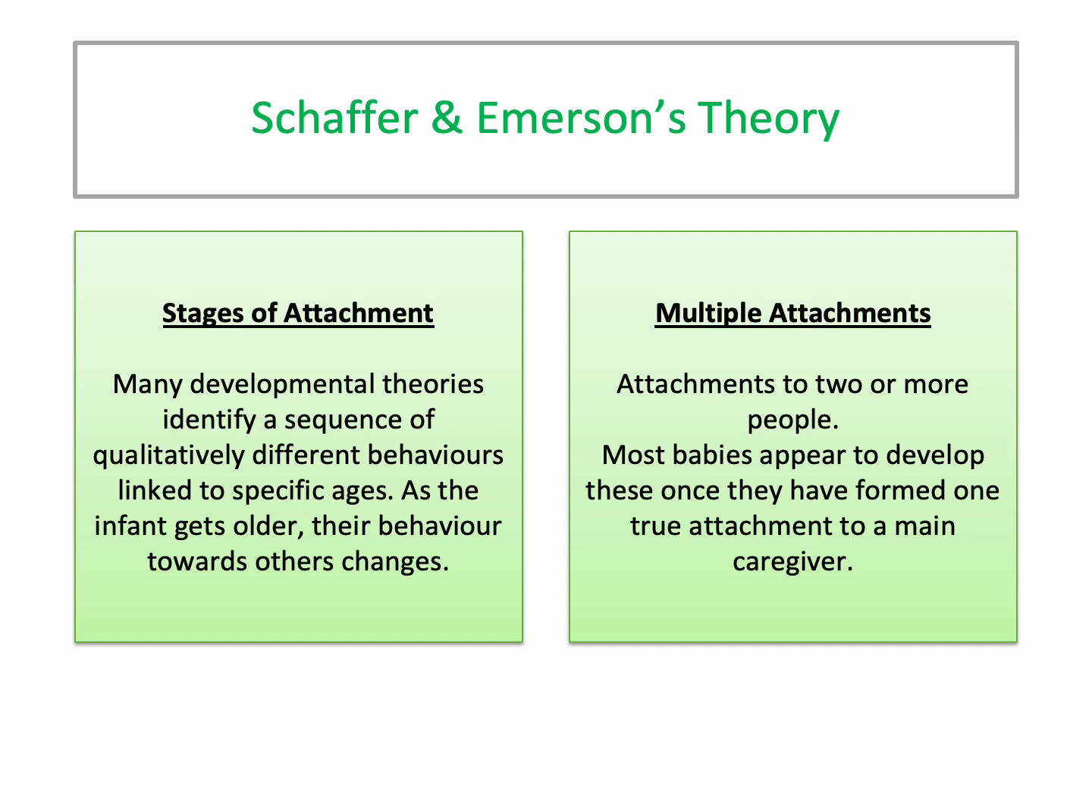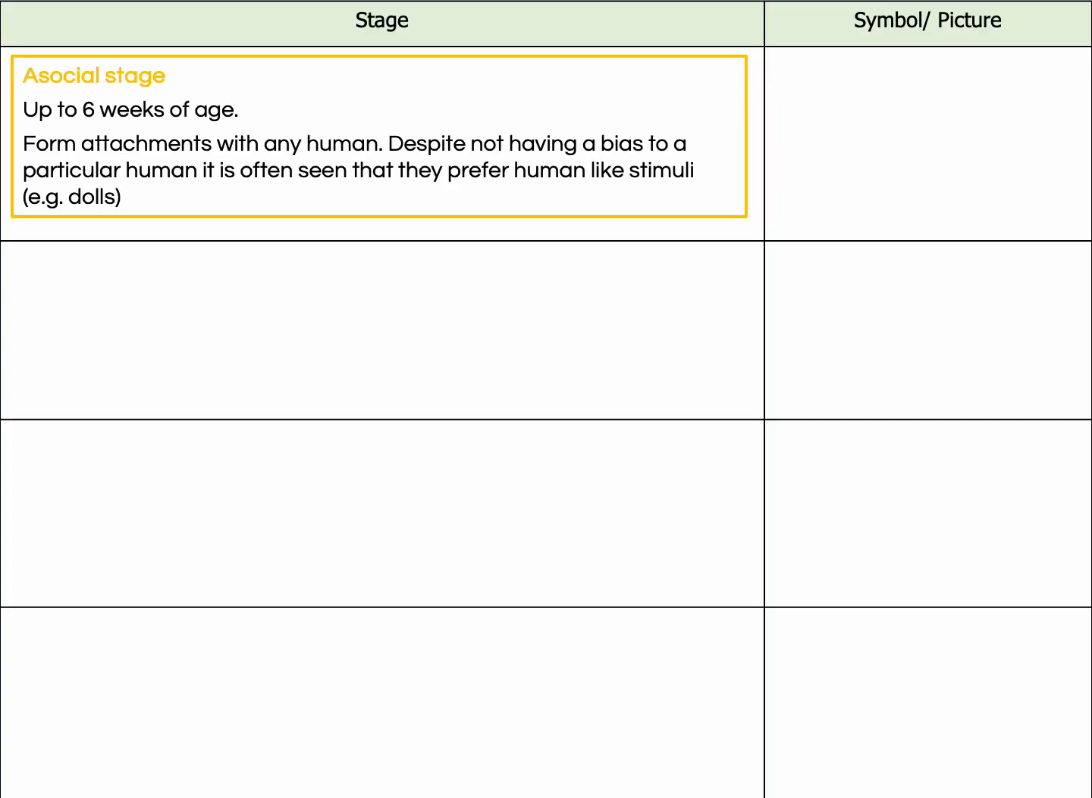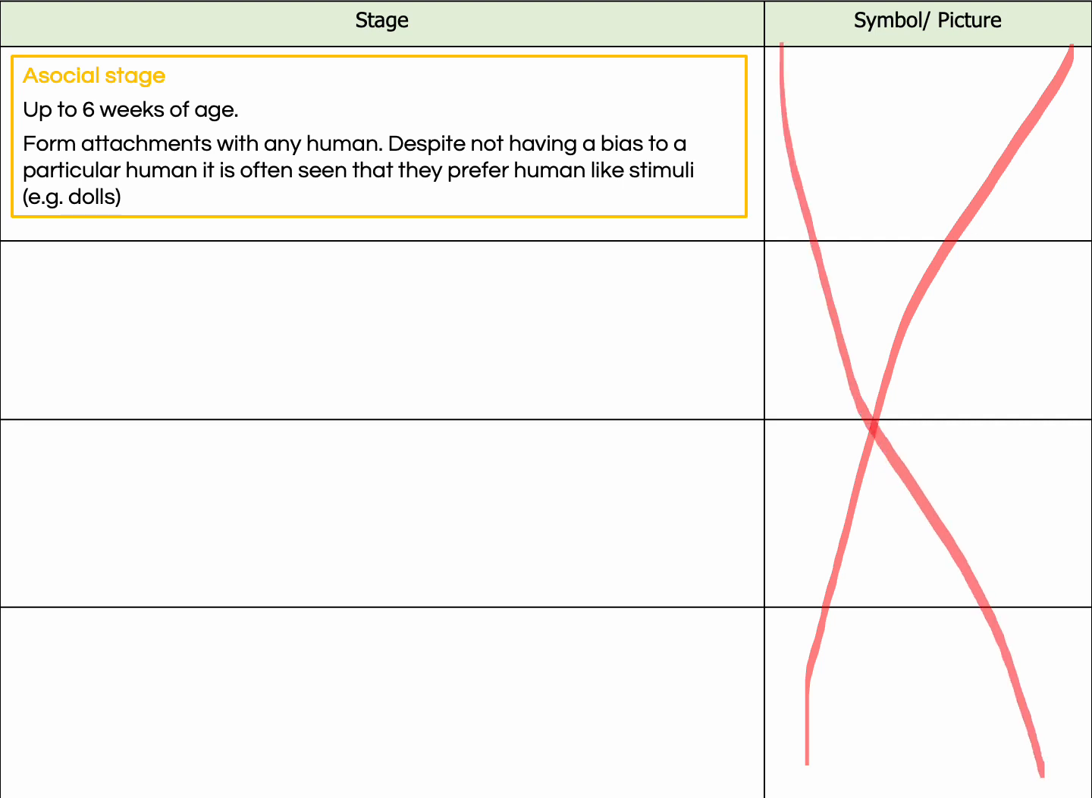So looking at the 4 stages of attachment according to Schaffer and Emerson, we can ignore this column here. This is just if you're making notes, you can draw a symbol or a picture to represent each stage. First of all, you've got the asocial stage, which is from 6 weeks of age, where infants will attach to any human, not a long-lasting attachment. So they don't have a bias to any particular human at this point. They're not bothered around anybody, essentially. But they do prefer human-like stimuli. So they would prefer a doll that looks like a human compared to a teddy bear, for example.